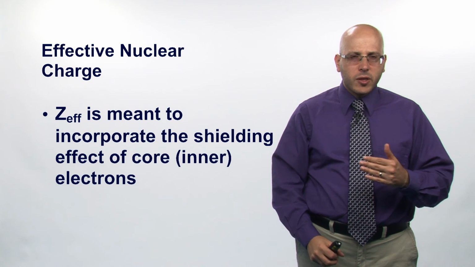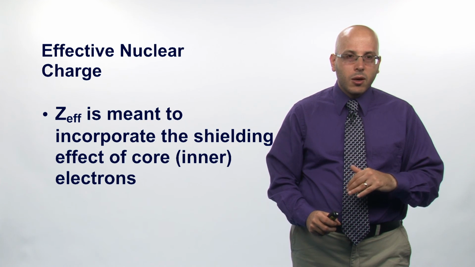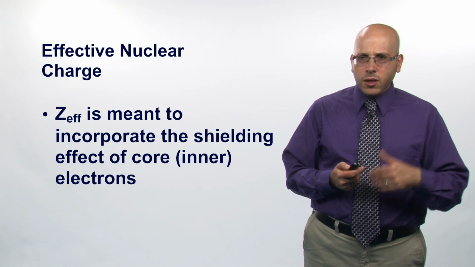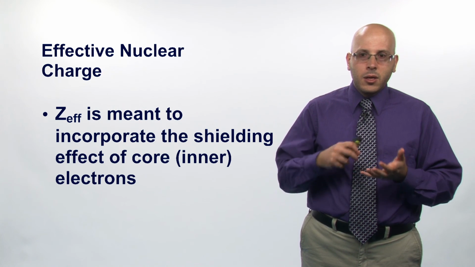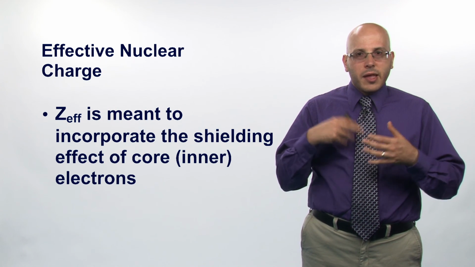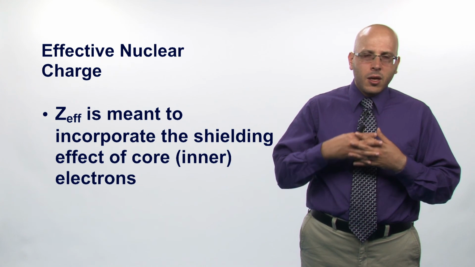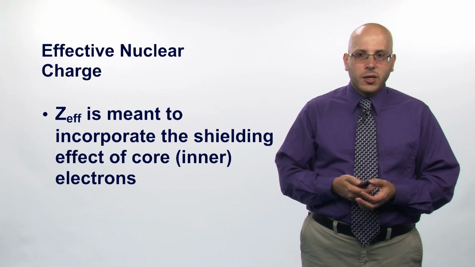so that the effective nuclear charge is always less than the total number of protons, or the atomic number of that atom. The reason it's complicated to calculate is because different electrons can have different extents of shielding. Not all the electrons are equally good at shielding things, and you have variations between different subshells and orbitals and things like that.